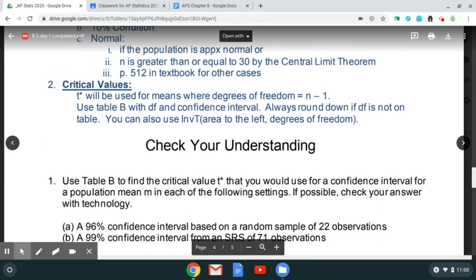Your critical values, we're going to use T star for means, and the degrees of freedom are going to be sample size minus 1. You can use table B with degrees of freedom and your confidence level. Always round down if degrees of freedom is not on the table.